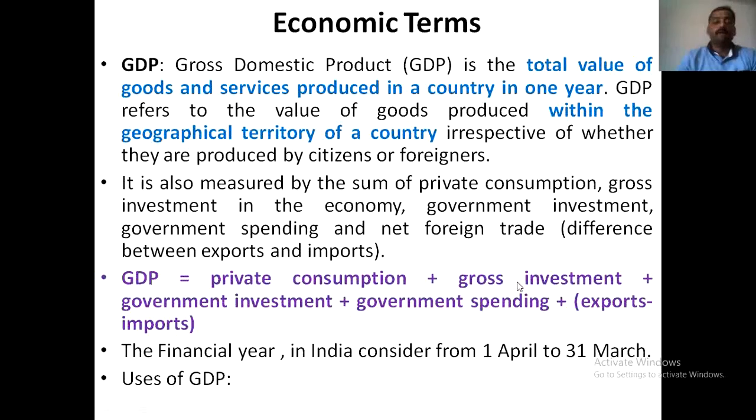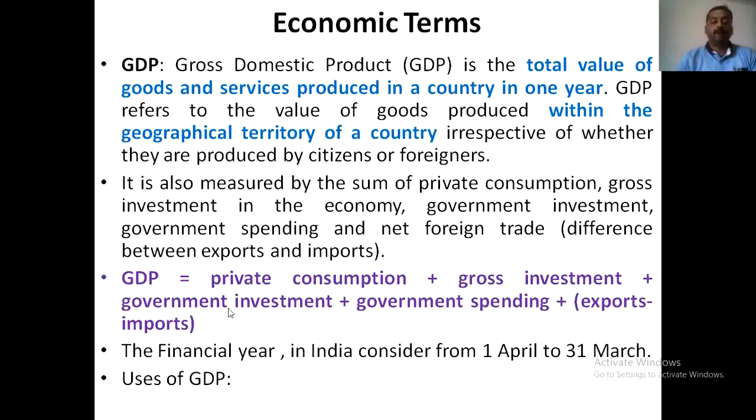Means anything we purchase or anything we made some investment in, like investment in government securities, investment in gold bonds, that is the sovereign gold bond of the Government of India. Also we can do some other investment, that is share market investment, which is also considered in the gross investment, that is total investment.